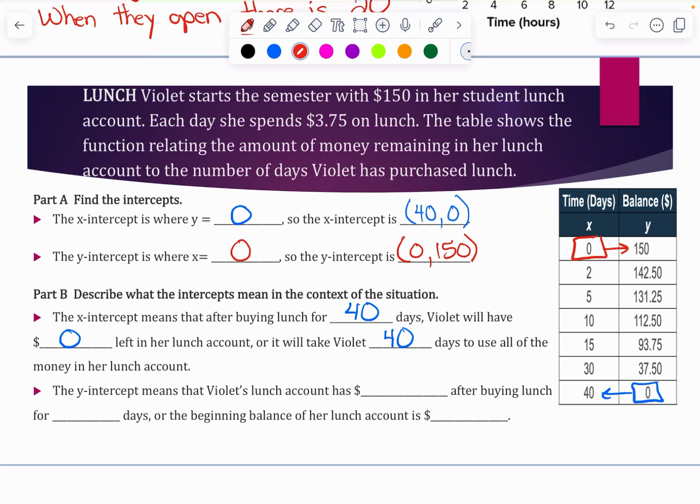Now, what does the y-intercept mean? The y-intercept means that Violet's lunch account has $150 in it after buying lunch 0 days, or the beginning balance of her lunch account is $150. Now, I know this seems pretty easy for the most part, but understand it's a very important concept to know that when you're dealing with the x-intercept, the y value is 0. When you're dealing with the y-intercept, the x value is 0.